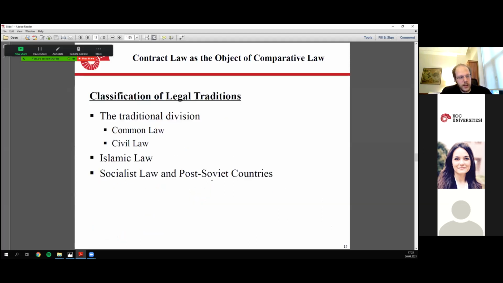So let us now classify legal traditions. There are many ways of classifying legal traditions, but the main distinction is usually made between common law and civil law. There are also countries which apply Islamic law, some partly, some fully. And especially before the fall of the Soviet republics, there was socialist law as well. These days, the importance of socialist law is very limited. But we also see that the post-Soviet countries have adopted new codes, new rules, which resemble civil law mostly.